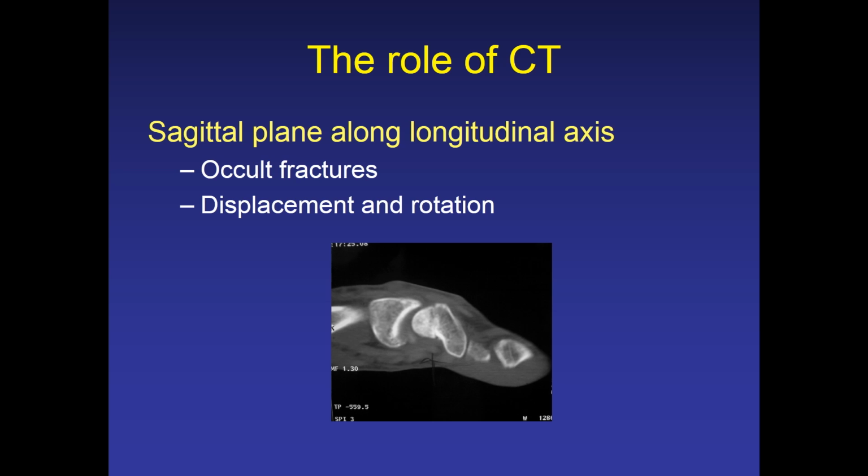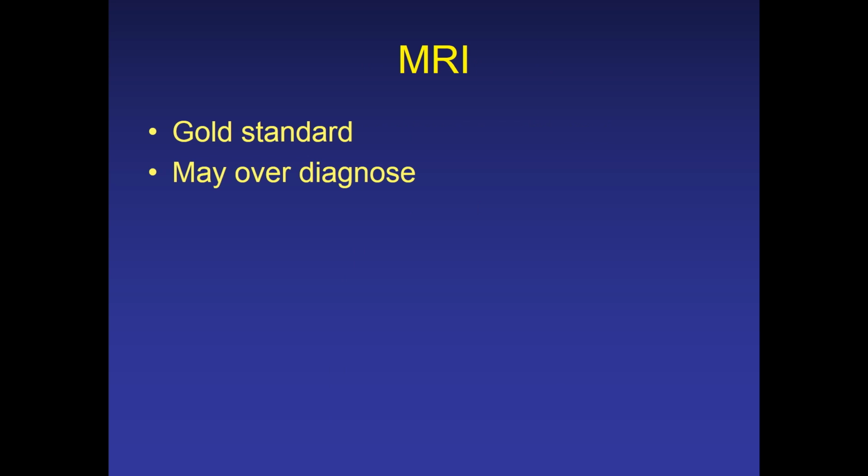CT scan, to make the diagnosis, it may not be sensitive enough in your undisplaced fracture, which you're not seeing on an X-ray, but it is very useful to show your displacement and rotation. So for your surgical planning, it's very useful. MRI is the gold standard because it's very sensitive, but it may overdiagnose. And the typical situation is where patients present with an MRI that's got some edema in the scaphoid, and it's not clear if that is or isn't a fracture. But that's a pretty rare situation.